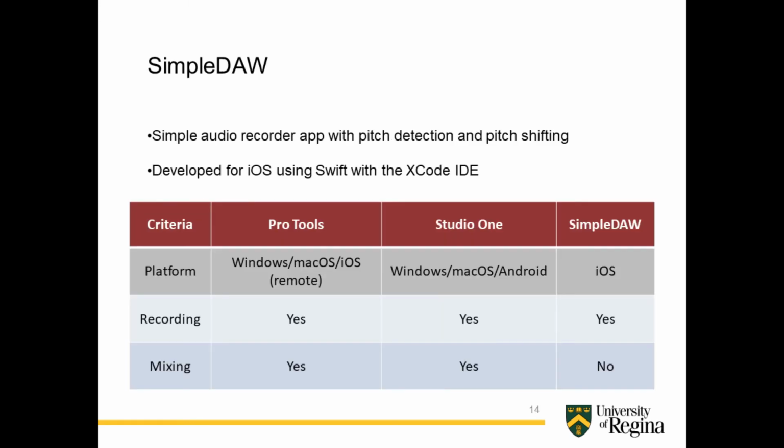So the name of my app is called Simple DAW, just simply because it is a much simpler version of a real digital audio workstation. So the main capabilities of this app would be mainly an audio recorder app. So you would be able to record your audio using the built-in microphone of the smartphone, whatever smartphone you're using, which has to be an iOS enabled device, so an iPhone or an iPad, for example.